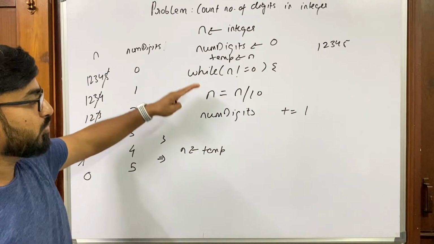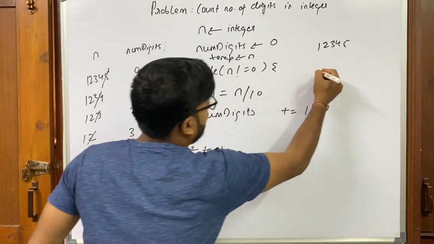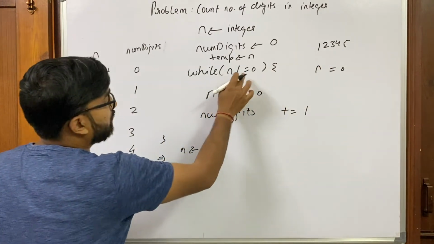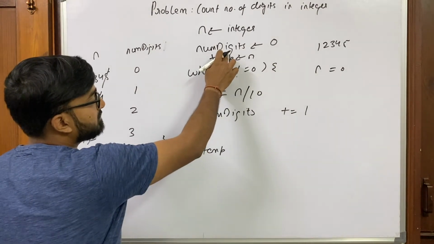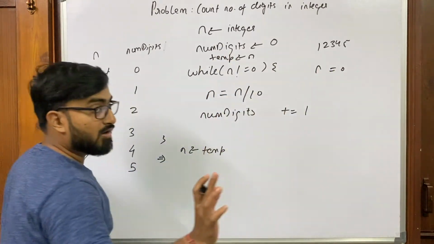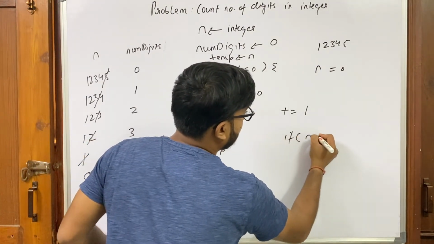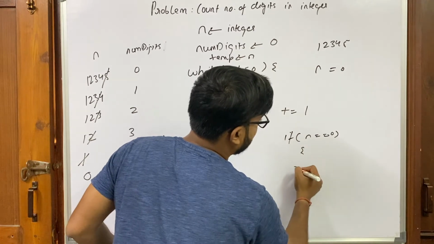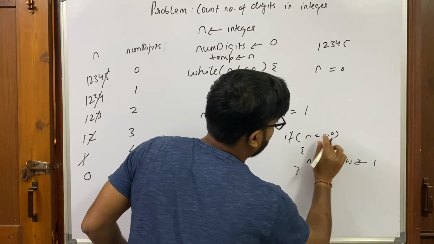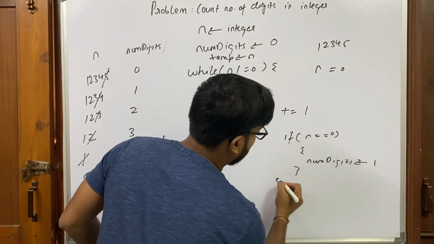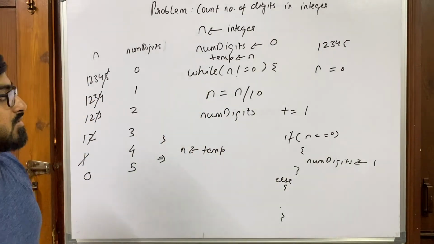Second is that this loop will not work for n equal to 0. So suppose if our n is 0, right, okay, so 0 not equal to 0 will be false and we come out of the loop, okay. Num digits stays as 0 for digit 0 which is wrong. So what we do, we use an if else. So you say if n is equals to 0, okay, you say num digits is 1, okay, else, okay, we do this entire while loop, okay.